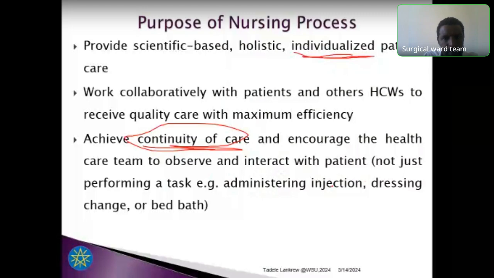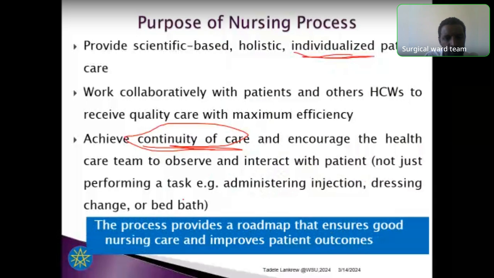So when you conclude, the nursing process provides a roadmap that ensures good nursing care and improves patients' outcomes. Therefore, it is a process that provides a roadmap that ensures good nursing care and improves patients' outcomes.